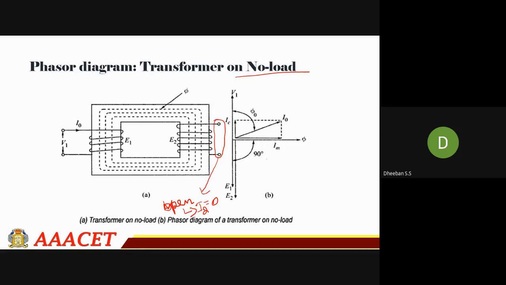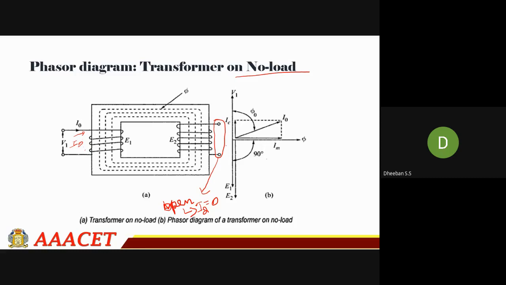Next we'll be coming to the phasor. I have already told how to draw the phasor. This is at your primary. The primary current flow is I naught. You call it I naught because it is no load, so at the secondary it is no load, and the current will be flowing only through the primary. So V1 will be leading I naught.